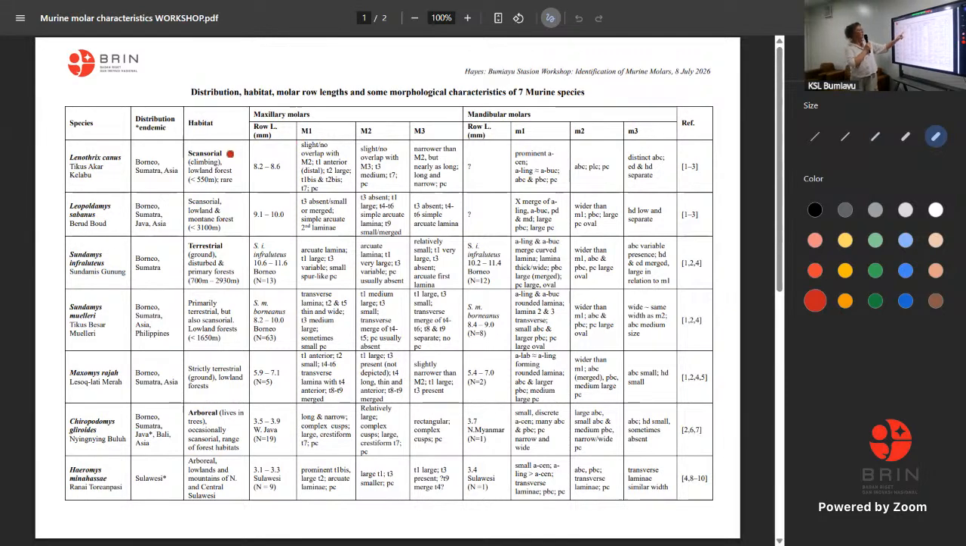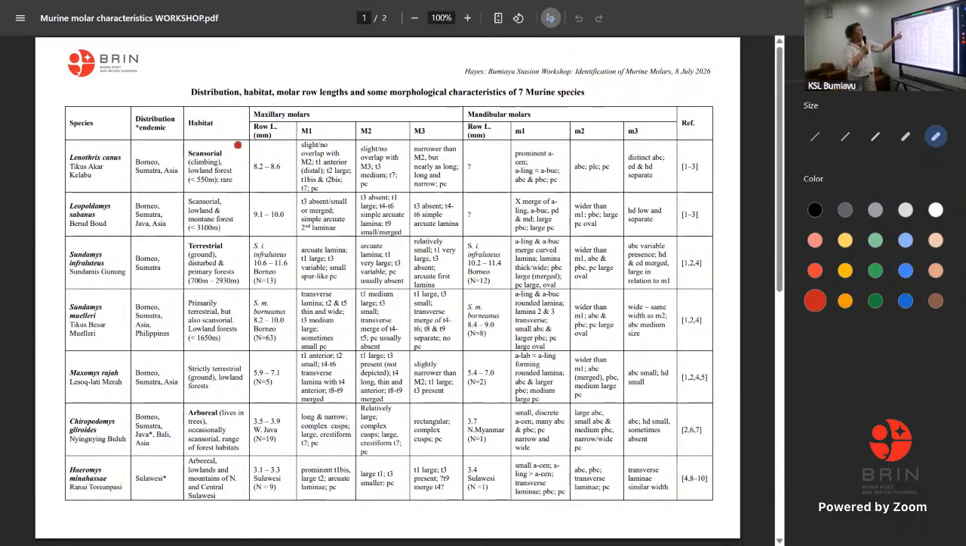And then here I've got the characteristics as you go through. It's scansorial, meaning that it climbs. It lives in lowland forest areas, less than 550 meters, and it's really rare. With different species, you get different elevation. So similar, but from a different location. So where you excavate is going to be really important.